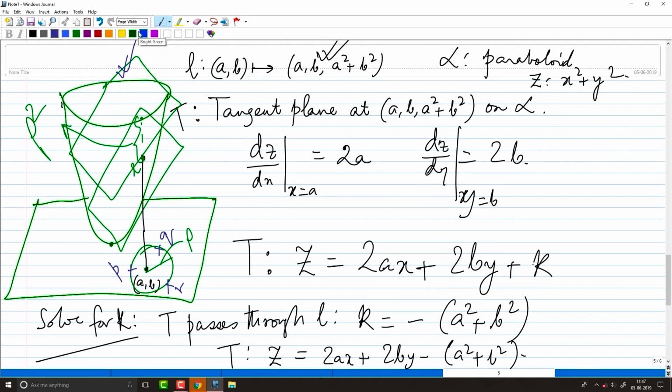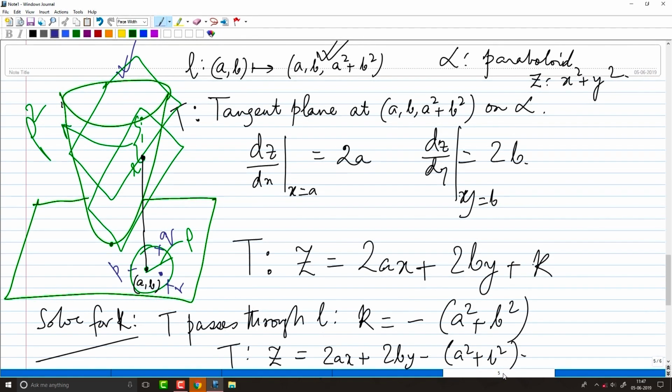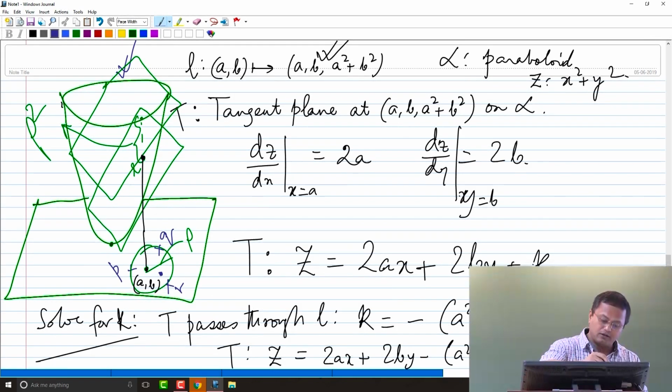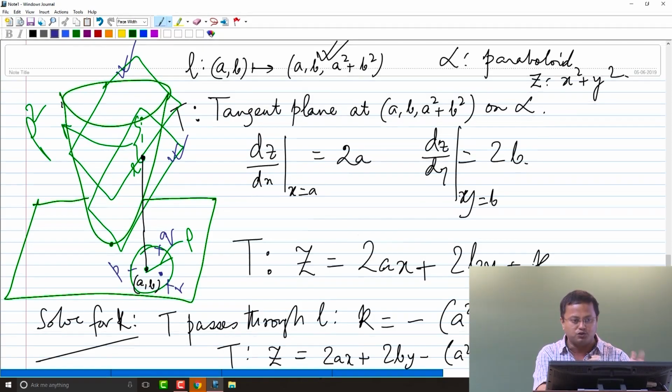right. Now, if you have a point S which is inside, it should lie below that plane, right, because its distance is less than rho square. So, it should lie on the paraboloid, but somewhere between this plane and this plane, right. Now, Arijit will build up on this. It is a very easy calculation to show you the relation between them.